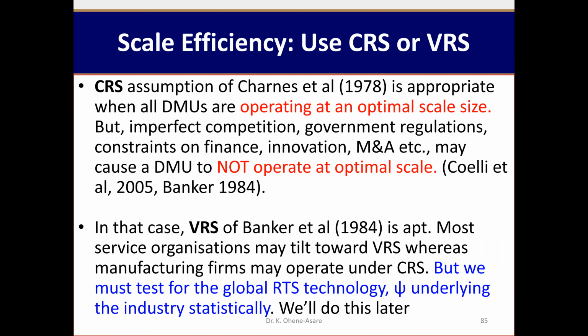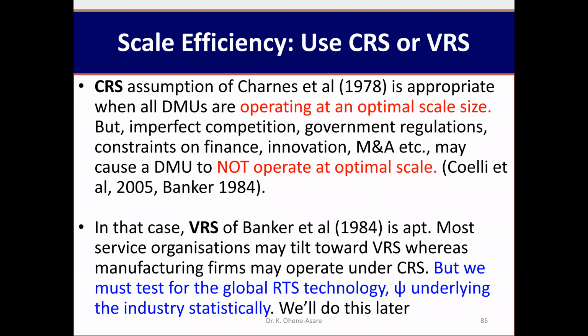Now, previously, most DEA researchers would just assume that this industry is a service organization, and most service organizations have different sizes, and so the researcher would select variable returns to scale. And if the industry is more of a manufacturing industry, or a robotic industry, because everything is machines, then they would operate under constant returns to scale.